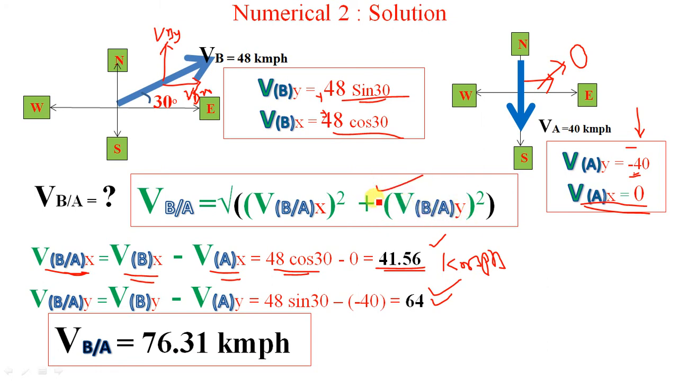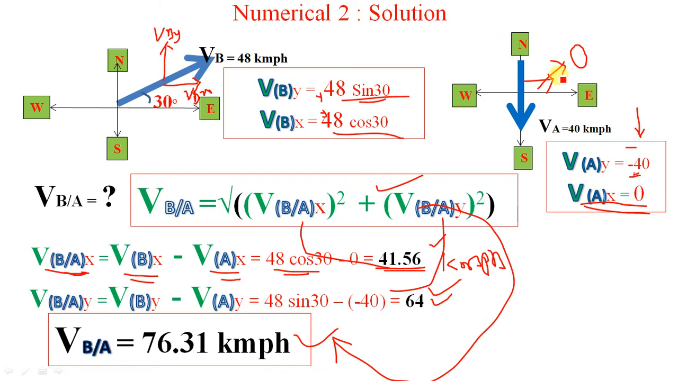This formula you have to use. Substitute this value of VBX here and VBY over here. You will get this answer. This answer, 76.31 kmph, is the required answer. So the problem is quite simple.